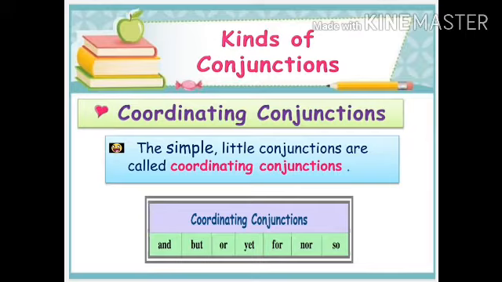Coordinating conjunction is the first one. The simple, the little conjunctions are called coordinating conjunctions. To remember these coordinating conjunctions, you can use an acronym: FANBOYS. F stands for for, A for and, N for nor, B for but, S for so. Like this we can remember.